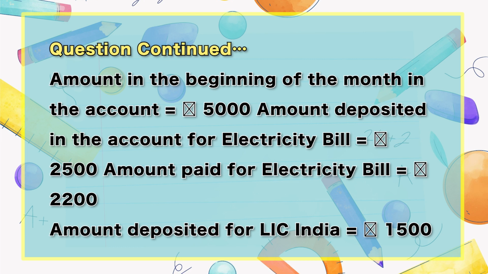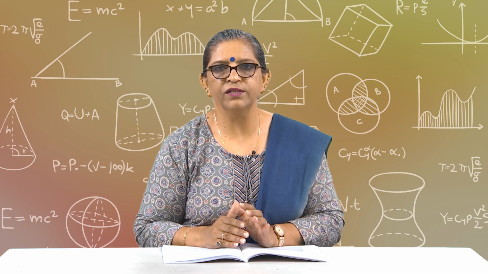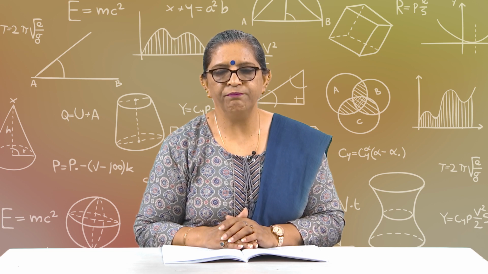Amount in the beginning of the month is ₹5,000. Amount deposited in the account for electricity bill is ₹2,500. Amount paid for electricity bill is ₹2,200. Amount deposited for LIC India is ₹1,500, and amount paid to LIC India is actually ₹2,400. So, now we know all the deposited amounts and all the paid amounts.